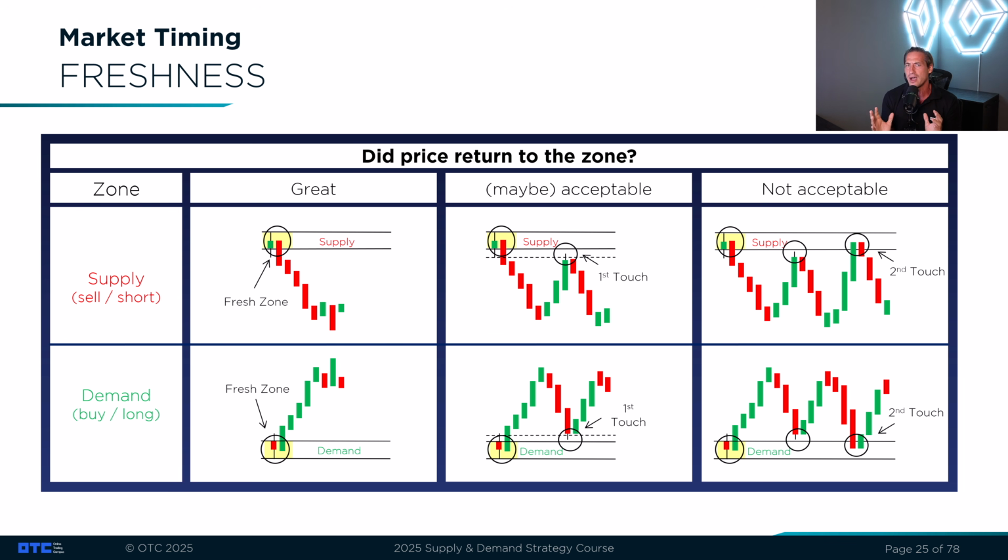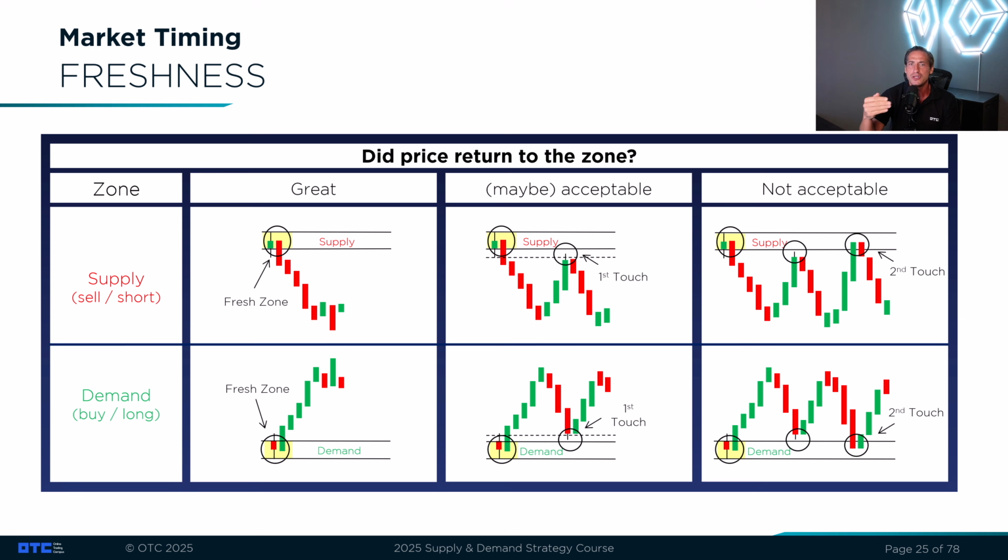Now, what would definitely violate the freshness rule? Well, take a look at this third example. If the first touch hits the wider version, the second touch hits the preferred version, and then the price comes back again, that third touch should never be traded. Why? Because by that point, the likelihood of the zone breaking is just way too high.